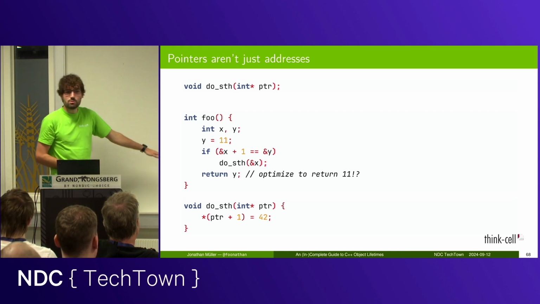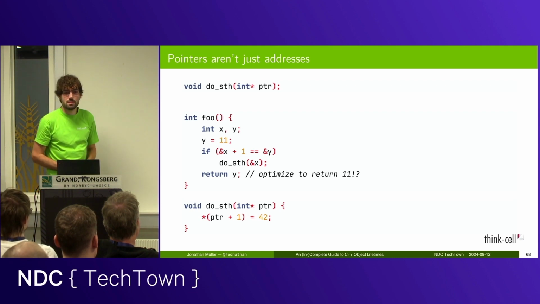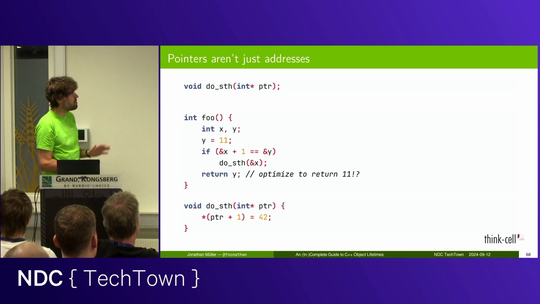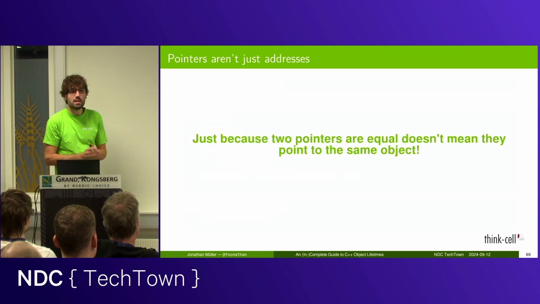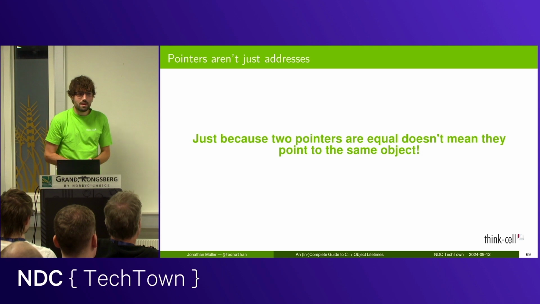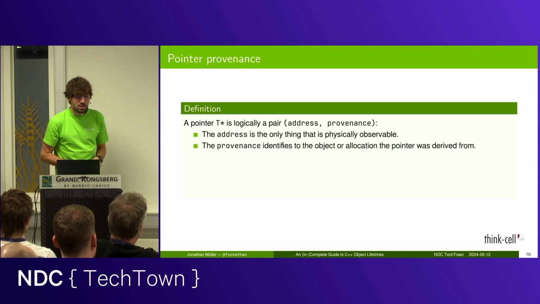So we're doing something wrong in do_something. But how are we doing something wrong, since we just explicitly checked that we've got the same address? And the answer is pointers aren't just addresses. Just because two pointers are equal doesn't mean they point to the same object. It matters how we got the object. And this is called provenance.